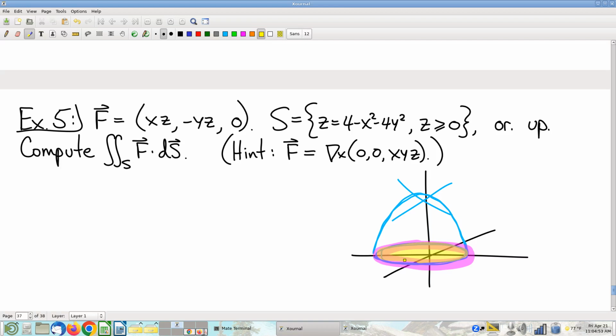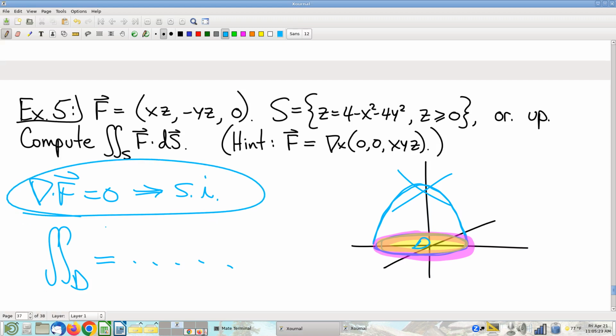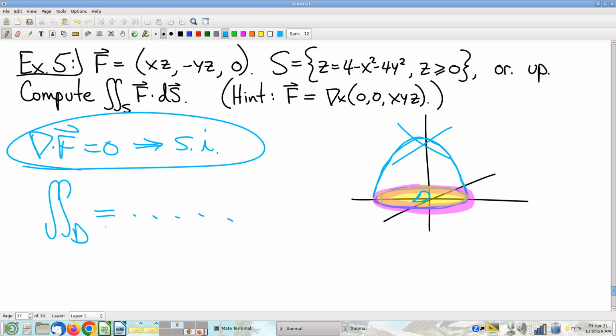It is a surface-independent vector field. That flux is the same through the yellow surface as it is through the blue surface. So all you have to write is divergence is 0. That implies surface independent. And then just start talking about flux through this disk down here. Right? Really easy to make the observation that surface independence is valid. And then you can proceed with that calculation.